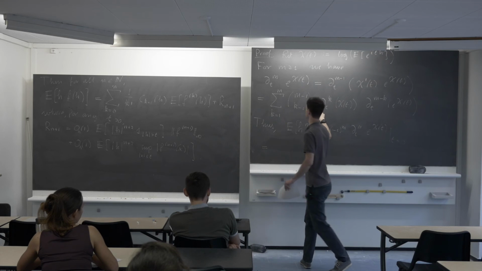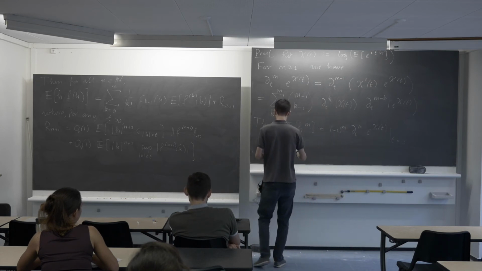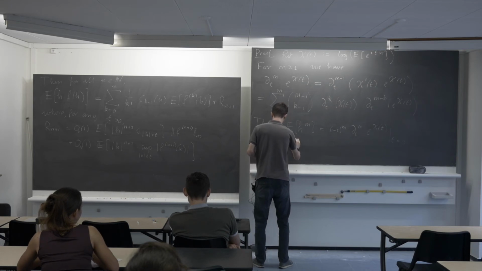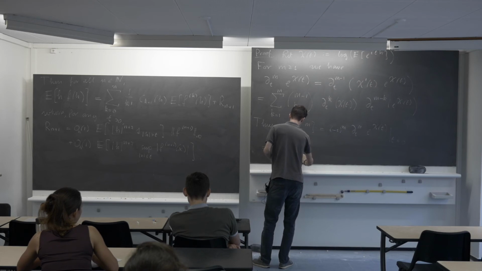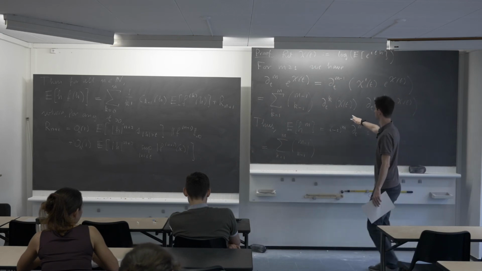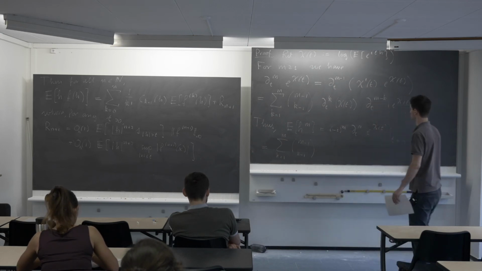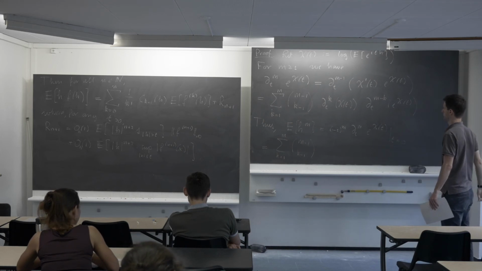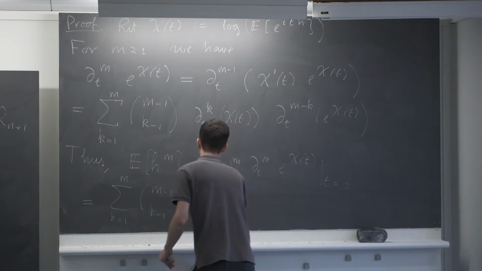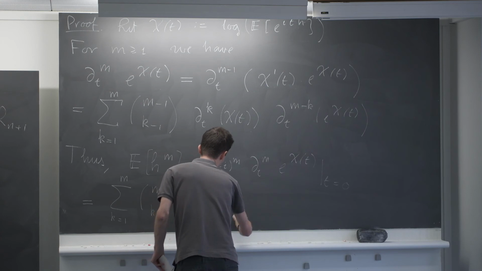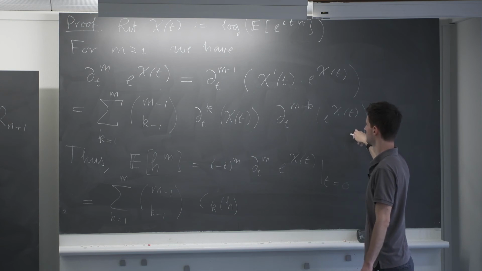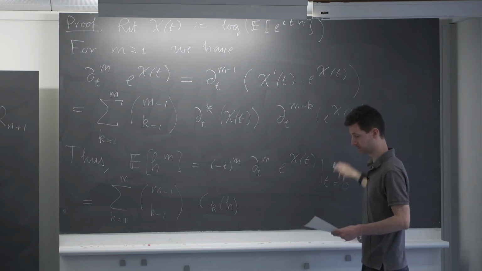I take this formula and I set t to be equal to 0. This guy, when t is equal to 0, is just by definition the kth cumulant. I have these factors of i, but I chose them in such a way that everything works out nicely. And this guy, when t is equal to 0, is the m minus kth moment.